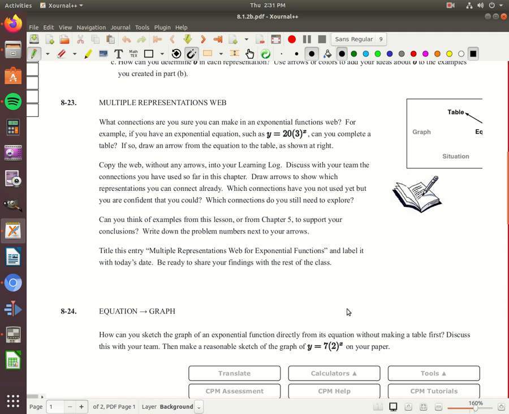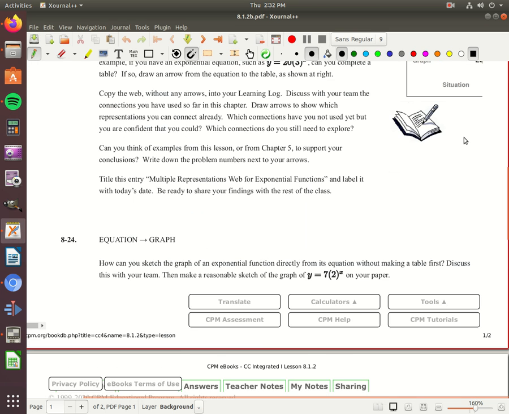So multiple representations web, it says, what connections are you sure you can make in the exponential functions web? Well, that's for you. This should say equations right here, right? So I don't know. Are you comfortable given an equation? If you do, can you make a table and vice versa? Can you make a graph if you have an equation? I think the word problem is always the trickiest, the situation. So think for yourself where you feel comfortable and where you don't feel comfortable. And hopefully as we go through this chapter, you'll have this thing completely filled in and you'll feel very comfortable with these kinds of equations.